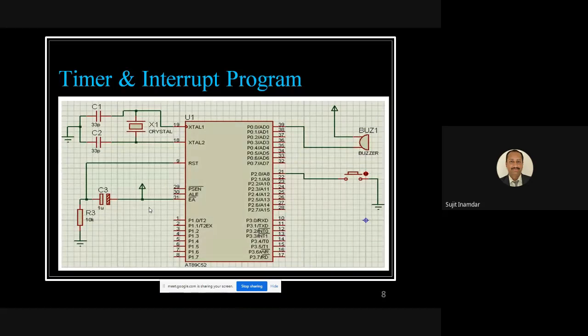Similarly, yesterday I showed one of the programs for buzzer interfacing and asked you to search for the code for the same.